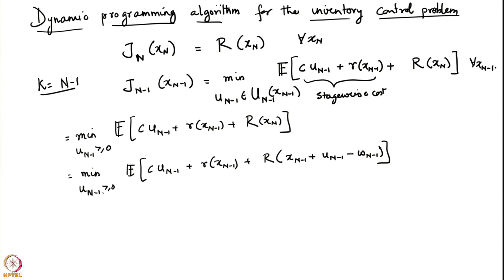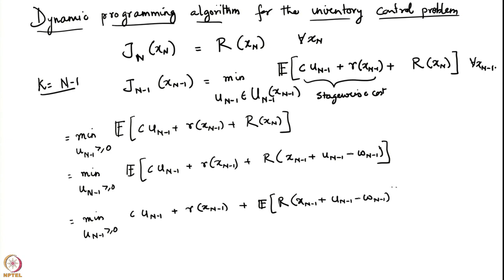Okay. So, consequently I can write this as follows. I write this as a minimization over u_{n-1} greater than or equal to 0 of c times u_{n-1} plus r times x_{n-1} plus the expectation of R of x_{n-1} plus u_{n-1} minus w_{n-1}.